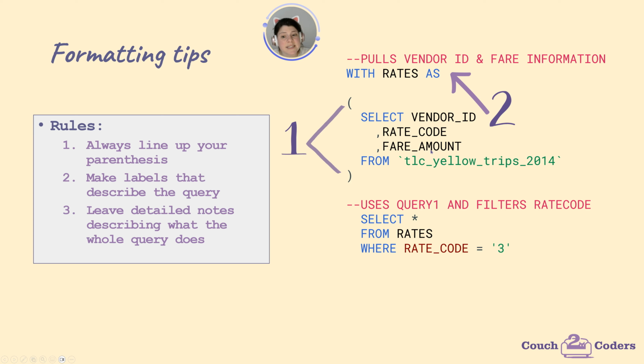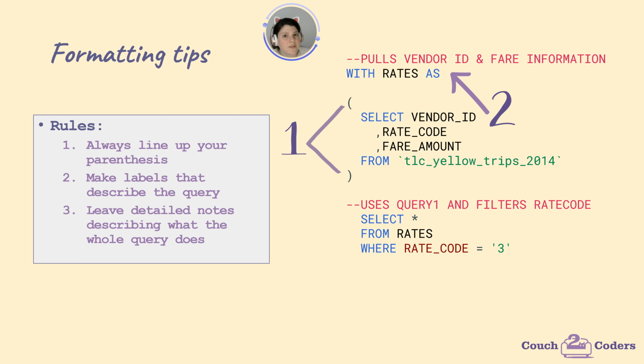And the last one, leave detailed notes describing what the whole query does. And this is really important. Whenever you're writing something with a subquery or a CTE, it introduces a new level of complexity where I can't just run the query in one go and see everything that's happening. There are multiple parts that are getting saved temporarily and then disappearing. So it's really important that I put notes so that for myself, when I come back to it tomorrow and I've forgotten everything that I've done, I know what I was trying to do.